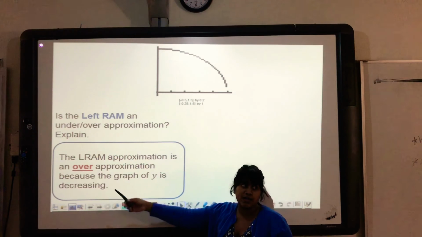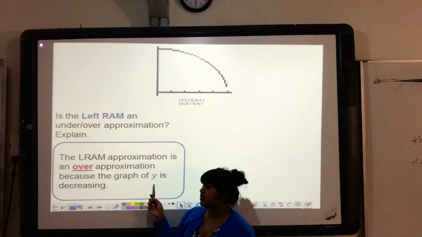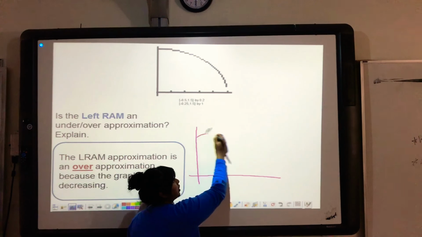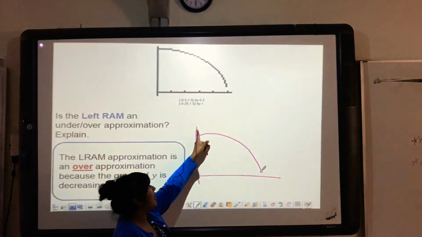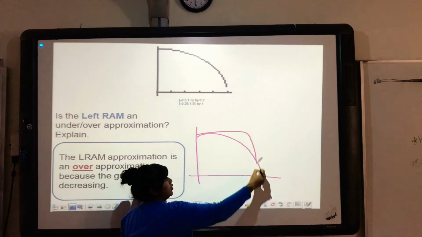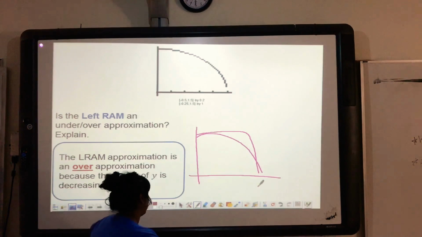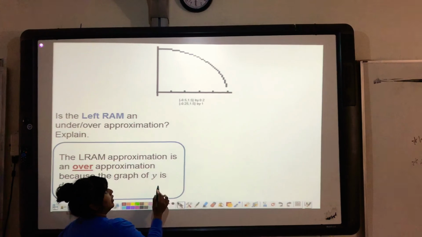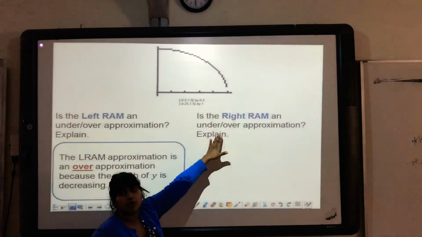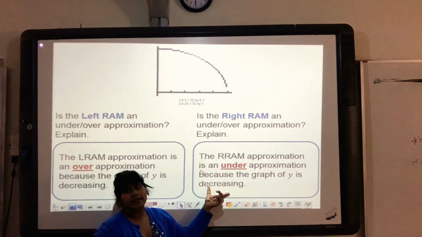Why though? You can't just tell me, oh, it's my rectangles over the curve. No, it's because the graph of y is actually decreasing. You have to think about it that way. If we have some curve, my graph of y, if it's decreasing, then my left values are always going to be an over approximation. If it's increasing, then my left values are going to be an under approximation, et cetera, et cetera. So it's easy to kind of think of it that way. And then our next question was our right Riemann going to be an over or under approximation? In this instance, it was an under approximation, and this is because the graph of y is decreasing.